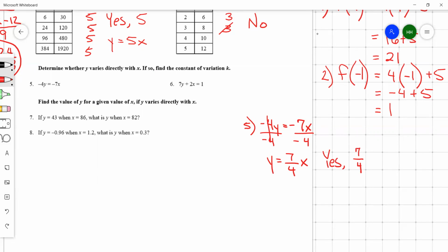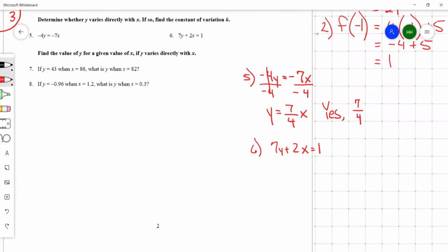In number 6, 7y plus 2x equals 1. If we subtract 2x from each side, then 7y equals -2x plus 1. Can that be in the form of y equals a constant times x? No, remember, because look, it's got this plus 1 out here. That's not allowed to be out there, is it? So that's a no.